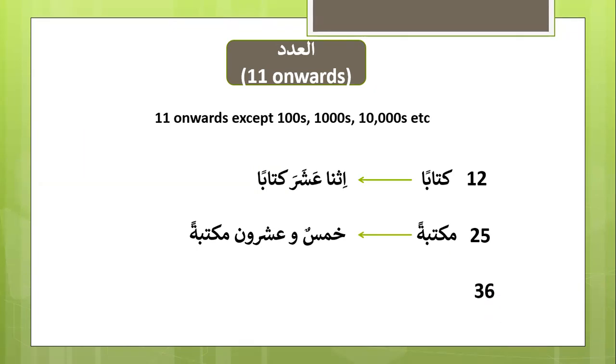Libraries or offices? I'm forgetting. Anyway, so 36 pens, qalaman. That would be sittatun wa thalathuna qalaman. So you understand that all these numbers have to have something to specify the 12 what, 25 what, it is vague. So you have to specify with a tamiz what it is talking about.